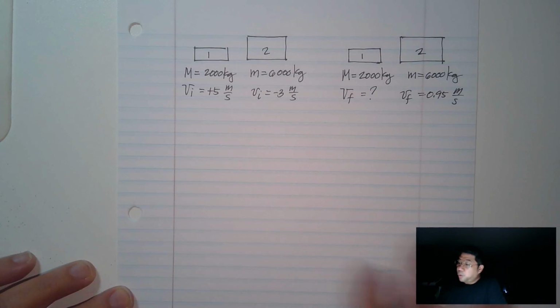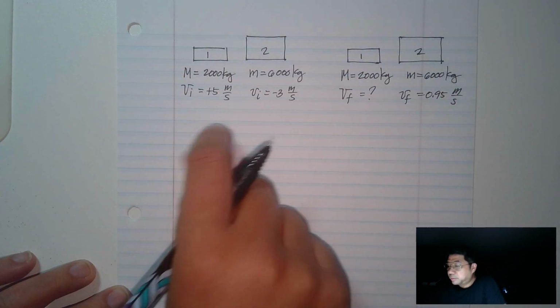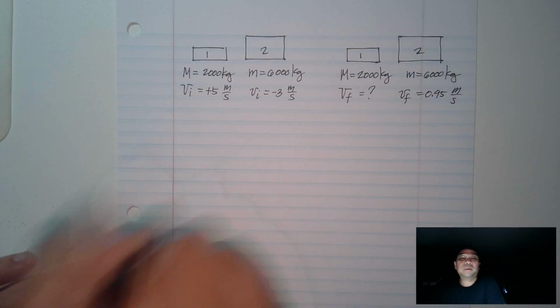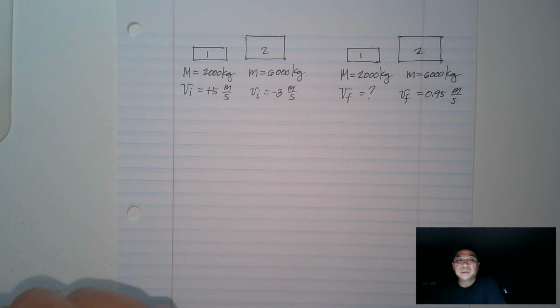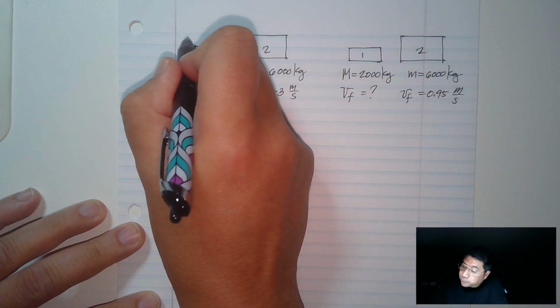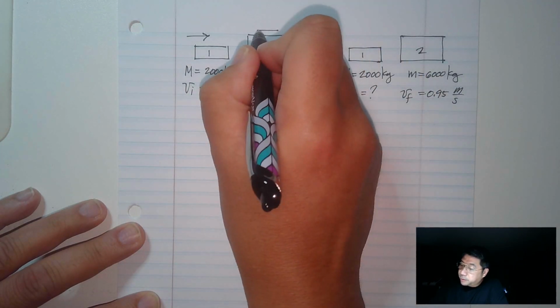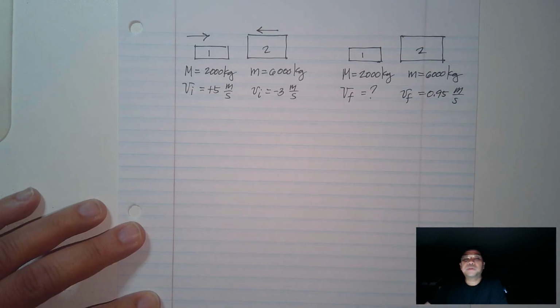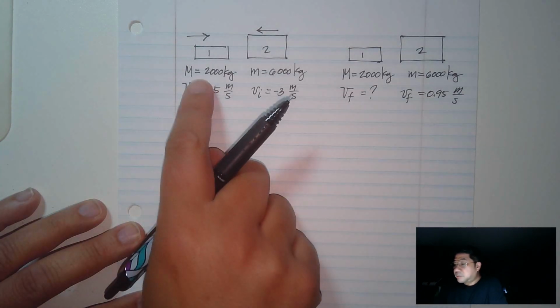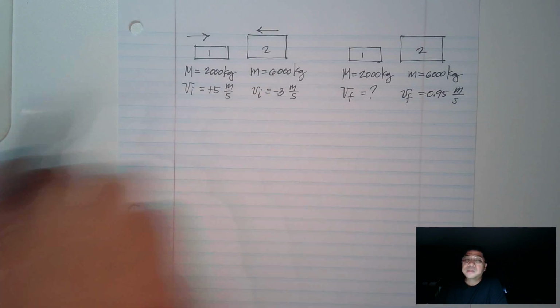So in this problem, we have two objects that are about to collide. Object number one has an initial velocity of positive 5 meters per second, meaning it's moving to the right, while the second object is moving to the left at a rate of negative 3 meters per second. The mass of the first object is 2,000 kilograms, and the second one is 6,000 kilograms.